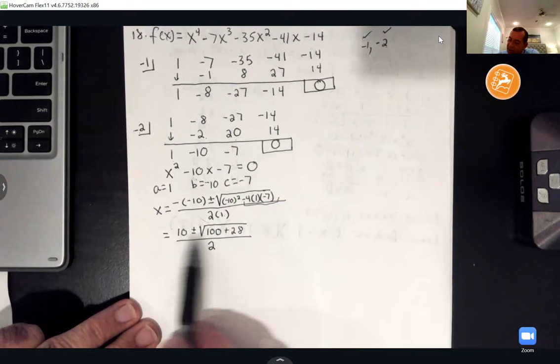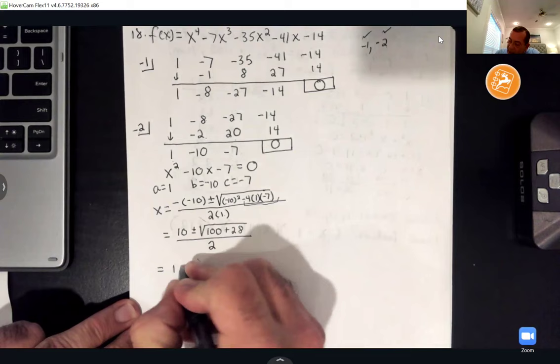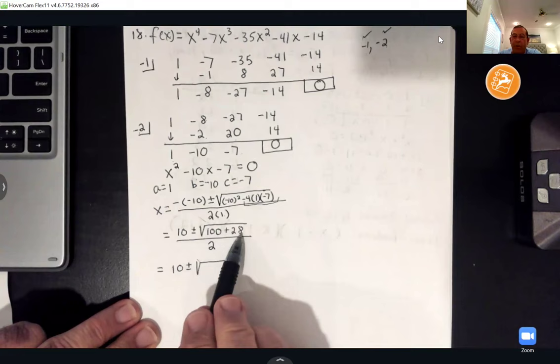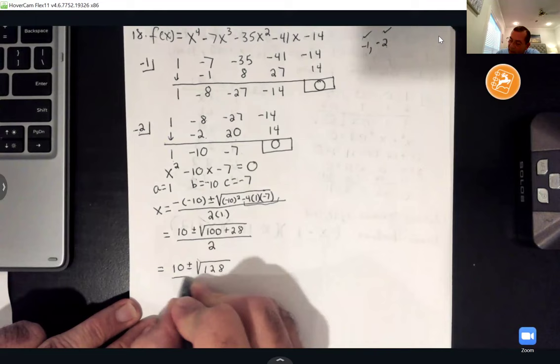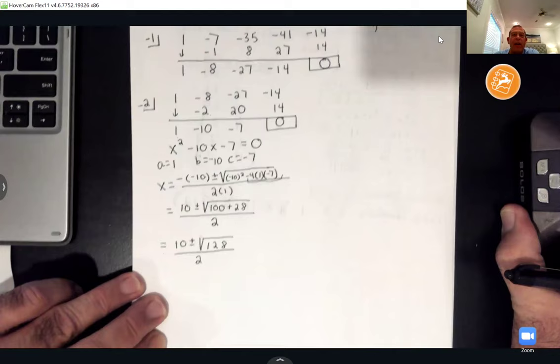All right, y'all. So let's see what we're doing. We can add under here. So bring this down. 10 plus or minus, 100 plus 28 is 128, all over 2. So now we have to try to simplify that square root of 128.